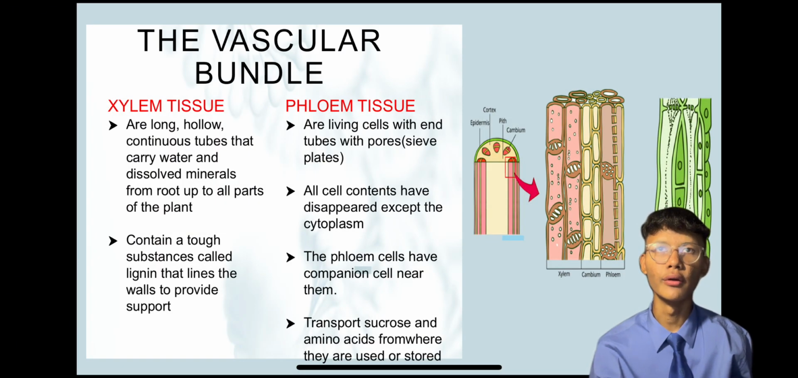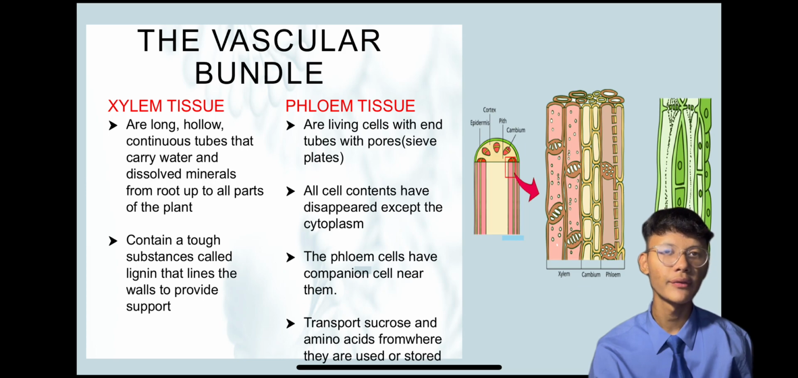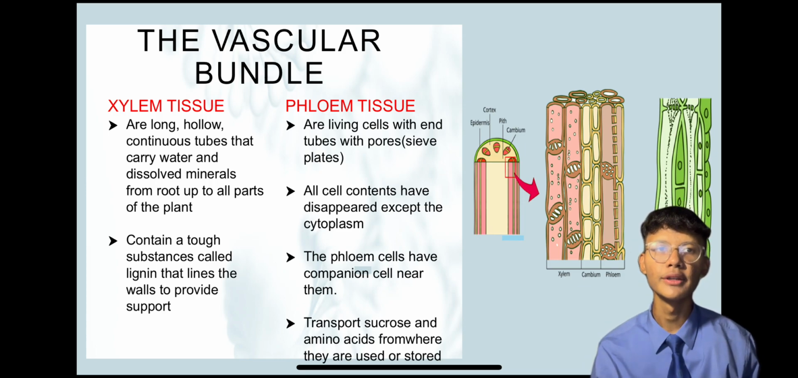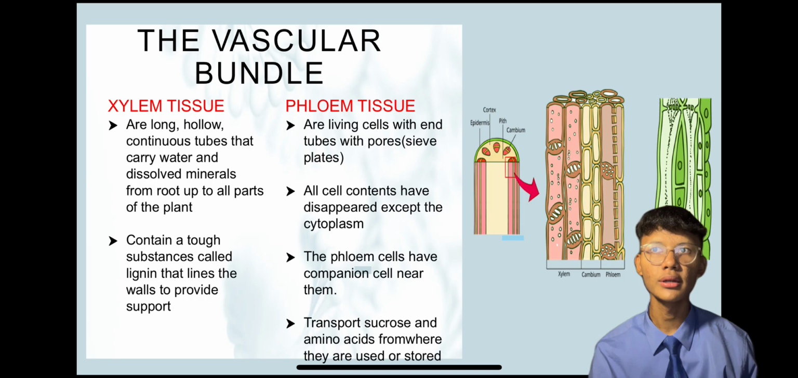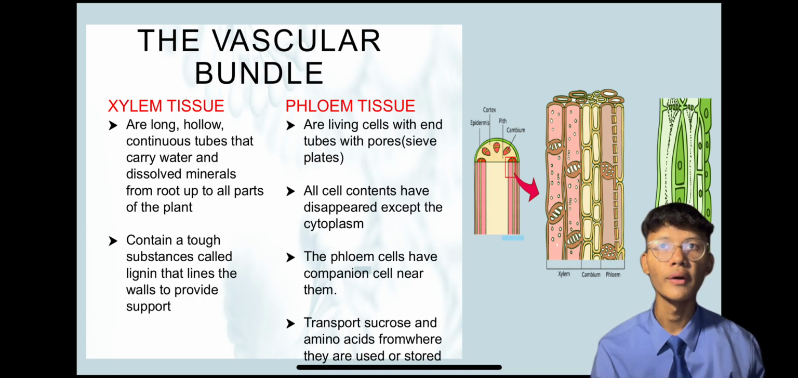Next I will go to the vascular bundle. Vascular bundle is a part of the transport system in vascular plants. The transport itself happens in the stem, which exists in two forms: xylem tissue and phloem tissue. Xylem tissue are long, hollow, continuous tubes that carry water and dissolved minerals from the root up to all parts of the plant. It also contains a tough substance called lignin that lines the walls to provide support.